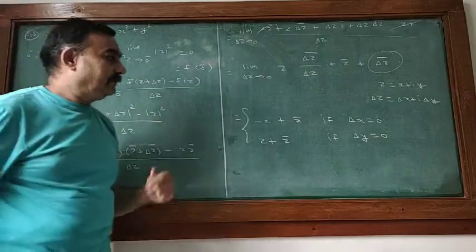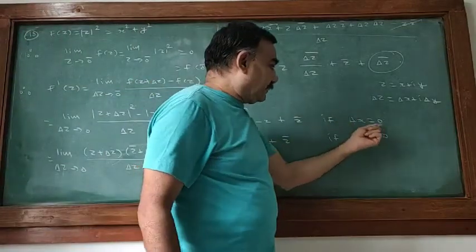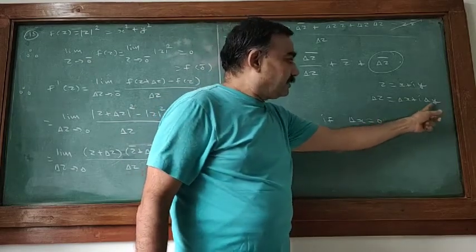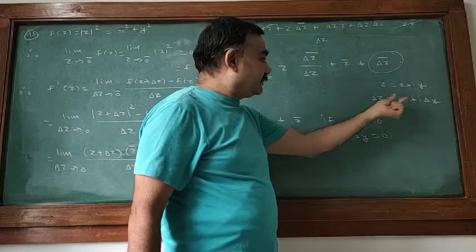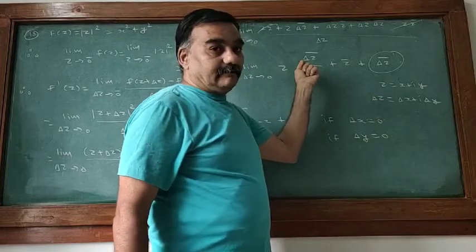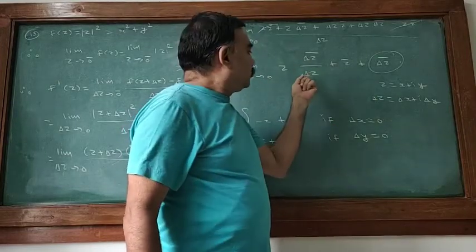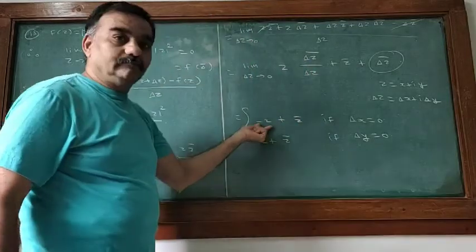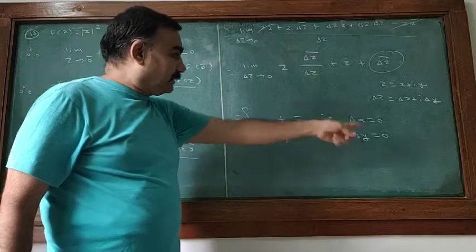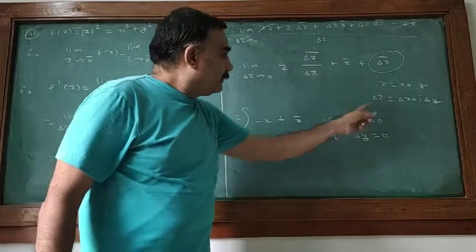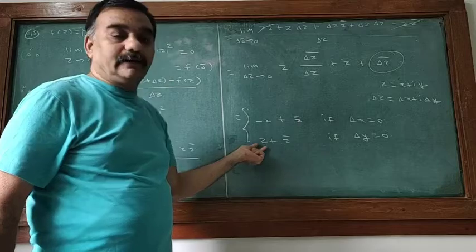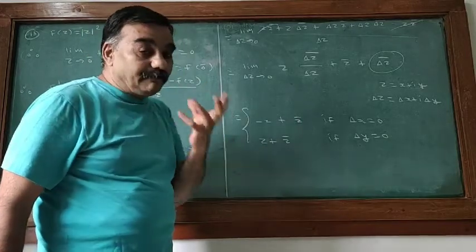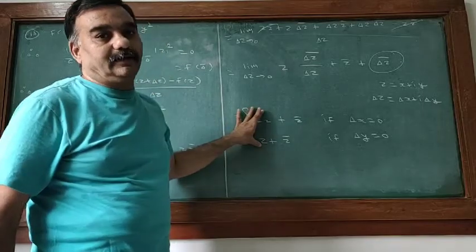How is it? Now if delta x is 0, then this is i delta y. What is delta z bar? Minus i delta y. So i delta y over minus i delta y will give you the minus sign. But if delta y equal to 0, then this is delta x upon delta x, and so this value equals 1. Now this function is continuous and differentiable whenever both these values are equal.